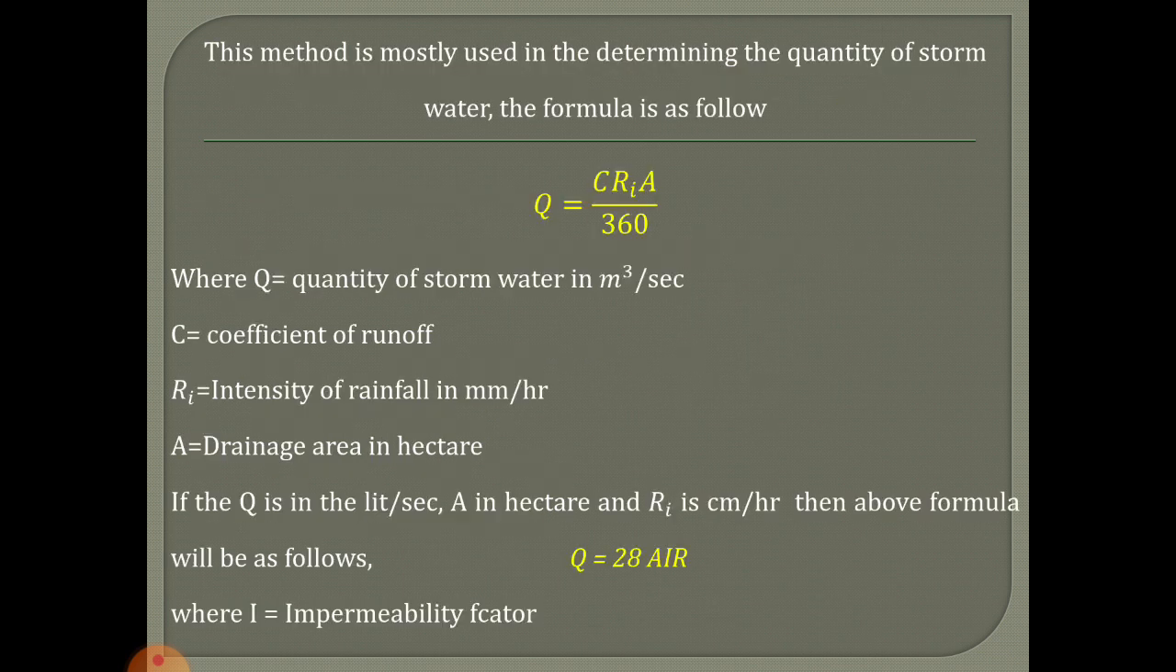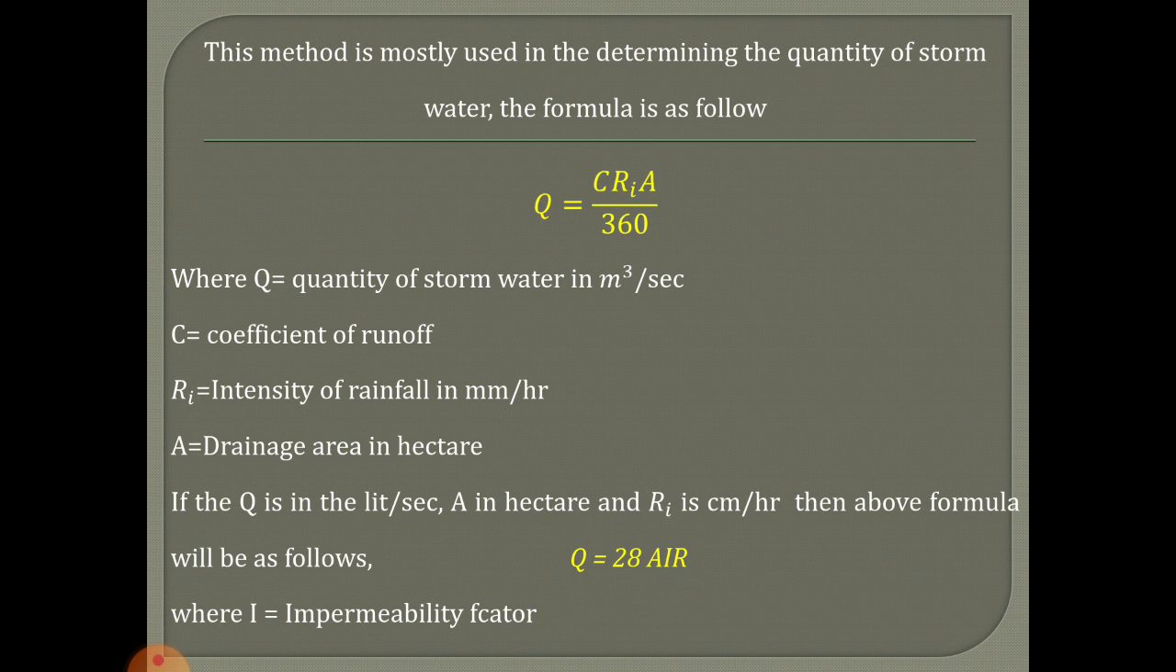So in the rational method, the formula is as follows. This method is mostly used in determining the quantity of storm water. So Q is equal to C Ri A divided by 360, where Q is the quantity of storm water in meter cubes per second, C is the coefficient of runoff, Ri is the intensity of rainfall in mm per hour, A is the drainage area in hectares.